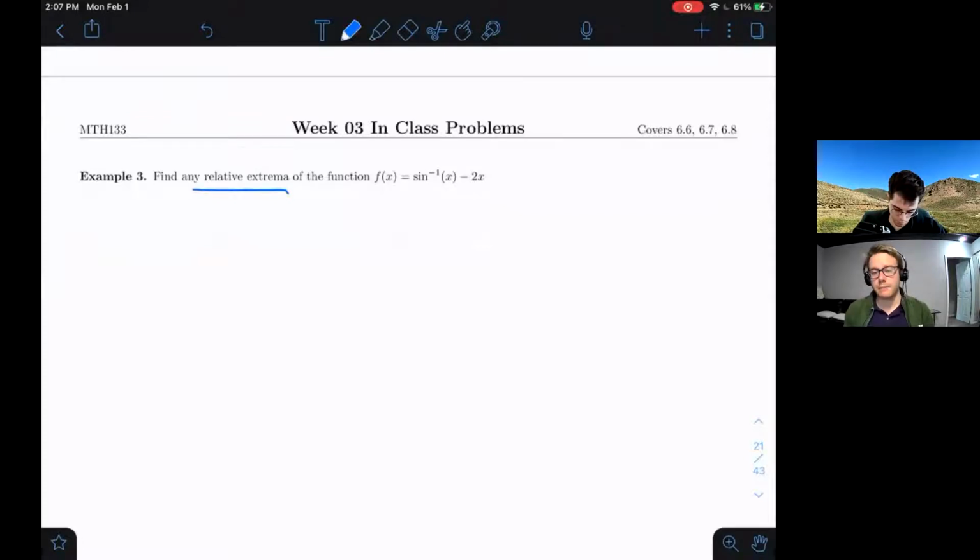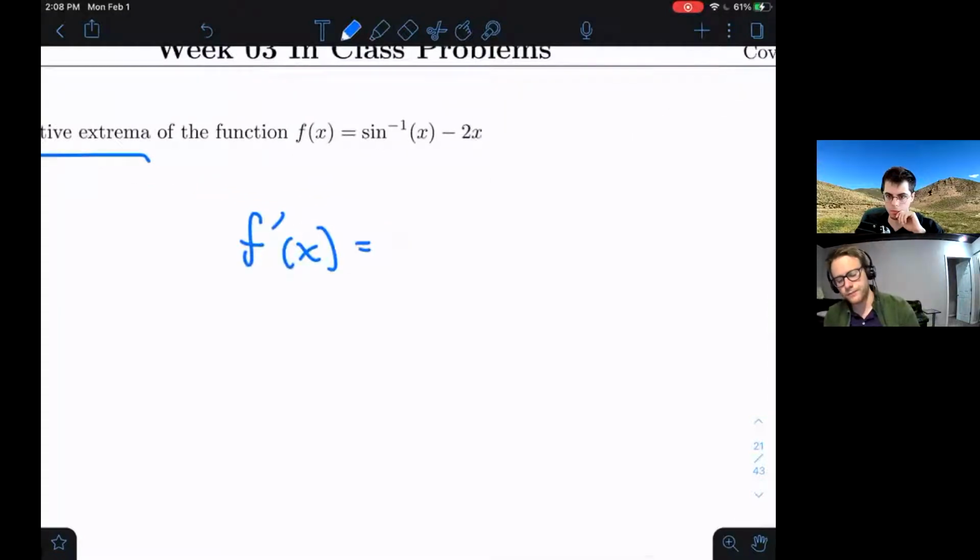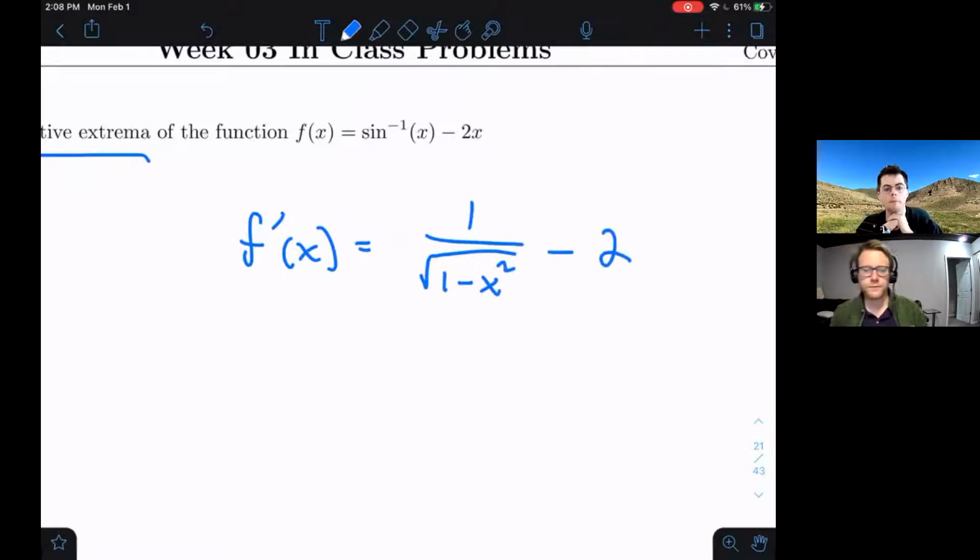And so the thing that we have to remember from our Calc 1 days is that if you want mins or maxes, you need to be very interested in critical points. Critical points house all the potential minimums, all the potential maximums. And critical points are right where our derivative is 0 or undefined. And so the first thing that we need to do is take the derivative and figure out when it's 0 or undefined, because this lists all of our potential mins and maxes. So let's go ahead and take the derivative of this. The derivative of sine inverse is going to be 1 over the square root of 1 minus x squared. And when we take the derivative of negative 2x, we get negative 2.